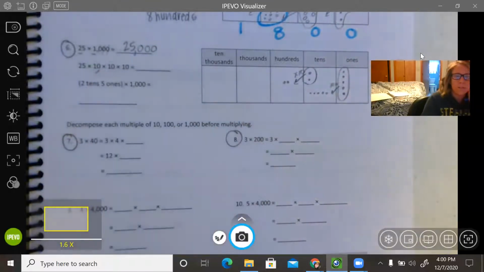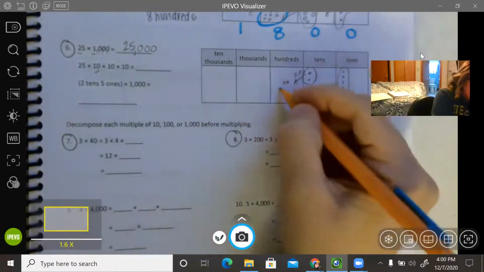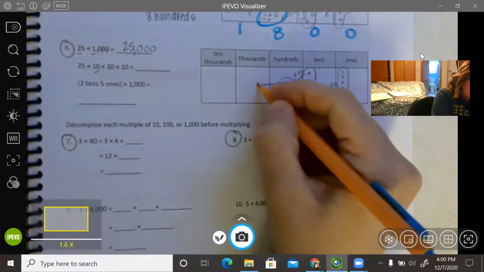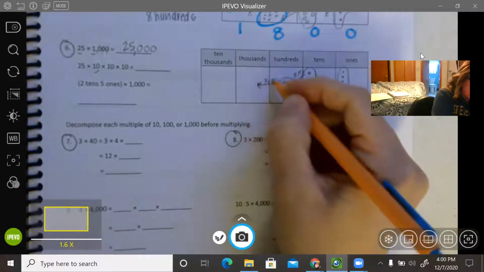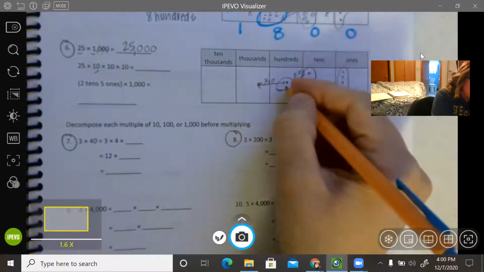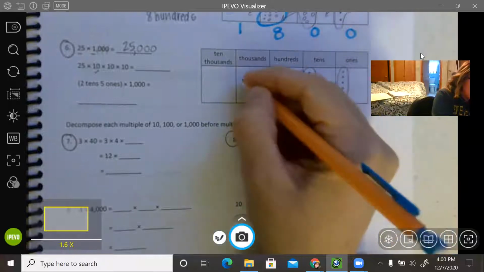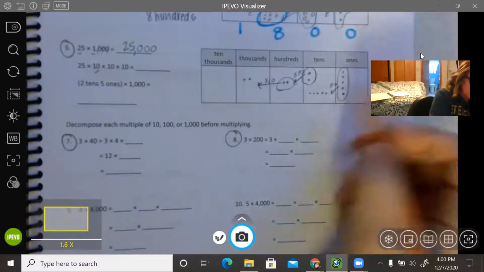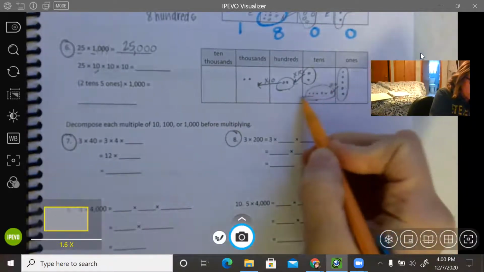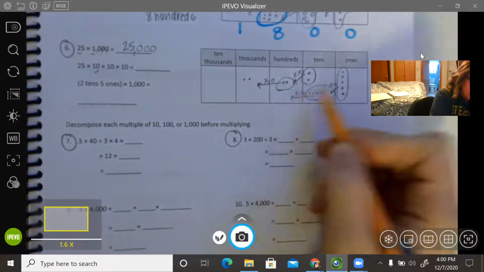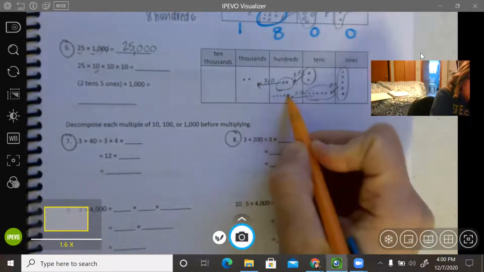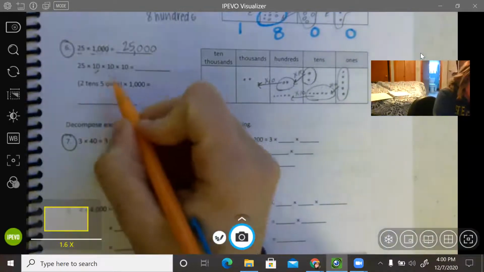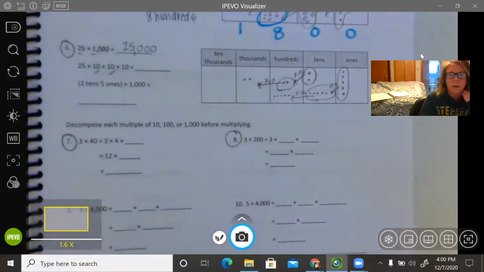That took care of one of my jumps. Now I have to multiply by 10 again. So my 2 hundreds now become 2,000s. My 5 tens, when I multiply them by 10, now become 500s. So I've done it 2 times.